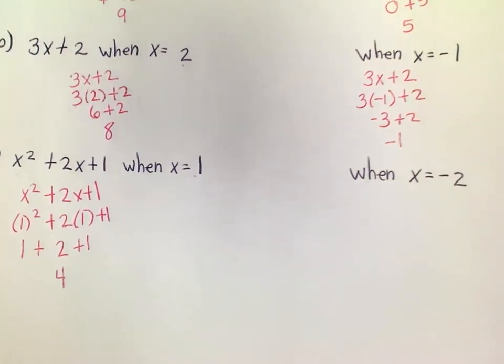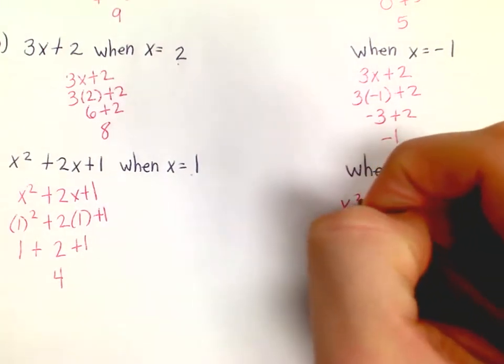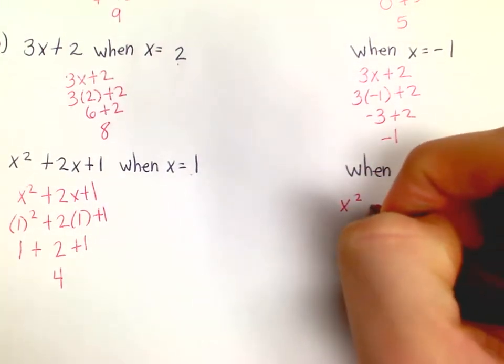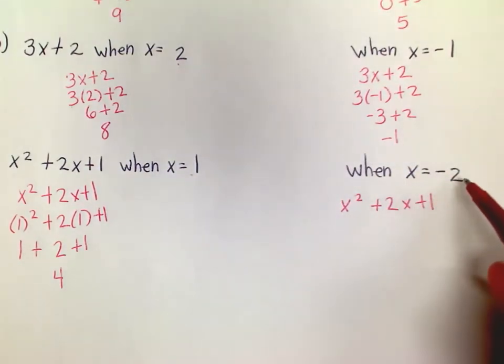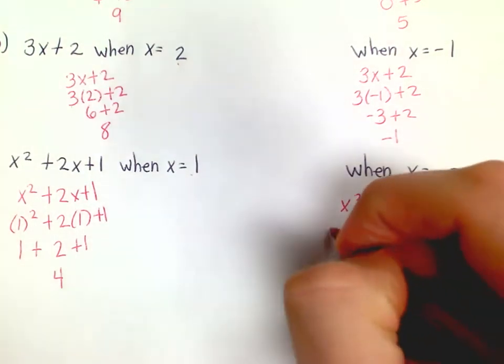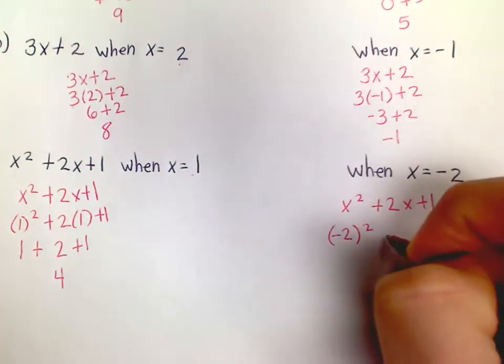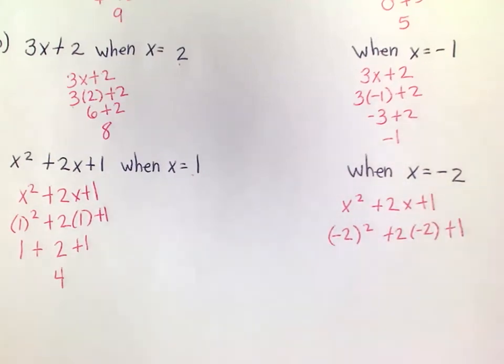Okay, and then over here, when x is equal to negative 2. So I like to start by rewriting the expression x squared plus 2x plus 1. Everywhere we see an x in the trinomial, let's place a negative 2. So negative 2 squared plus 2 times negative 2 plus 1.